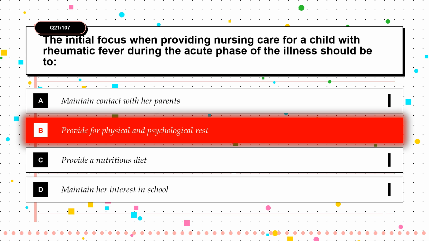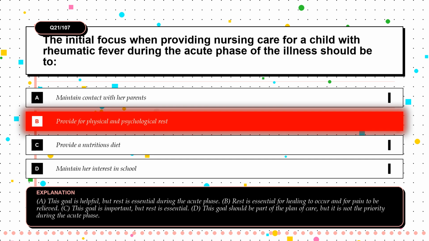The correct answer is option B. Provide for physical and psychological rest. A. This goal is helpful, but rest is essential during the acute phase. B. Rest is essential for healing to occur and for pain to be relieved. C. This goal is important, but rest is essential. D. This goal should be part of the plan of care, but it is not the priority during the acute phase.